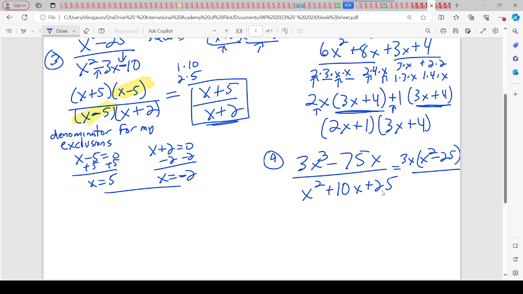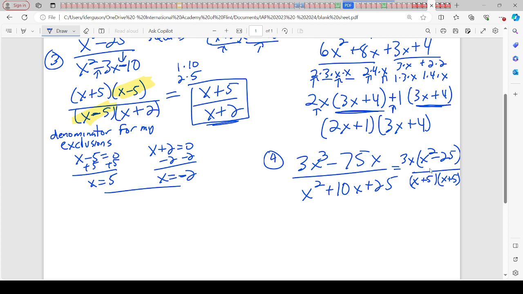And in my denominator, I think, okay, what two binomials give me this right here? Well, x squared is x and x. 25, what two numbers do I multiply to give me 25? When I add them, I get 10. That's 5 and 5. Both my signs are plus, so both of them are plus there.